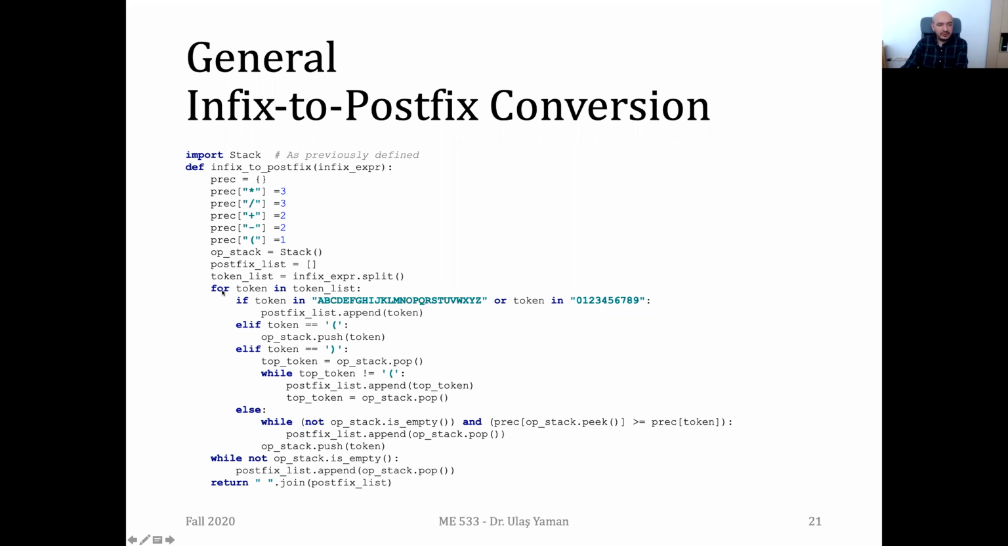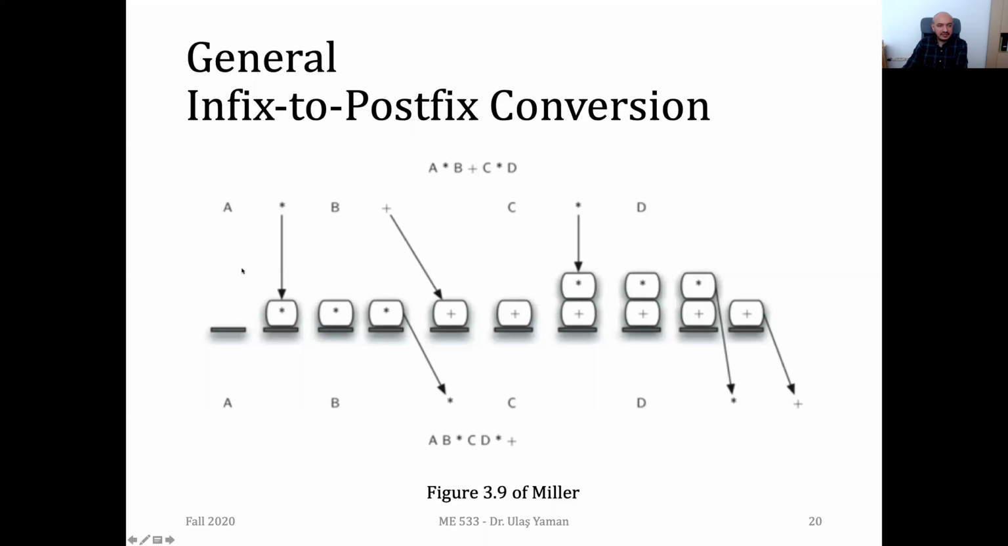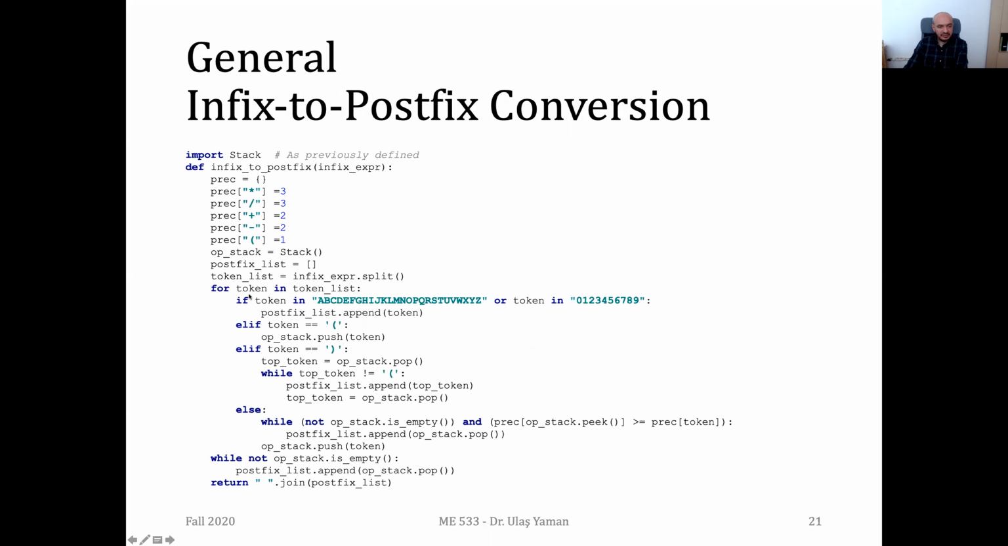So this is a for loop. We do these operations for each token in our token list. If the token is a letter or a number, we simply append it to the end of the output list. This is what we have done here: once you come up with an operand, you directly output it into the output list.